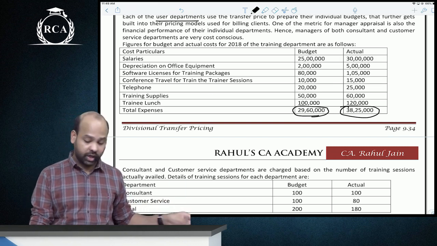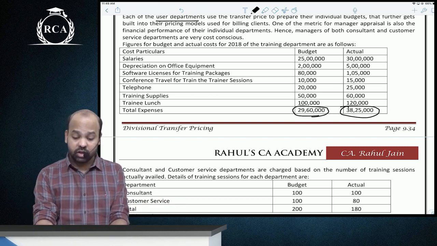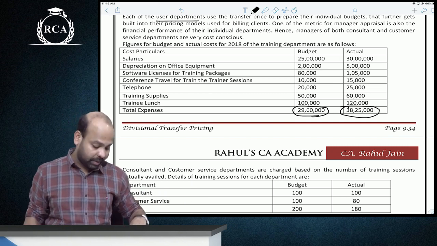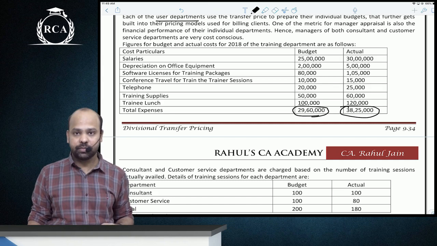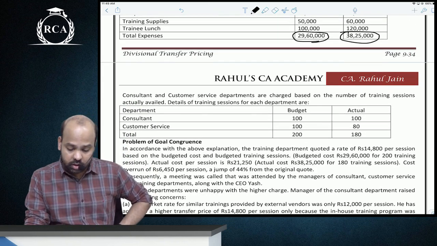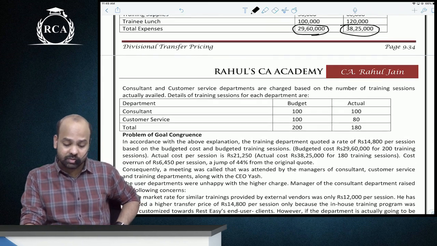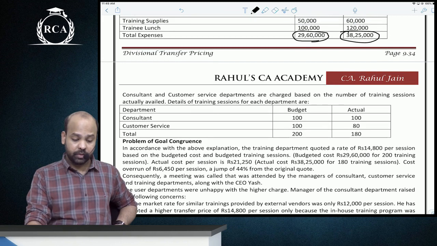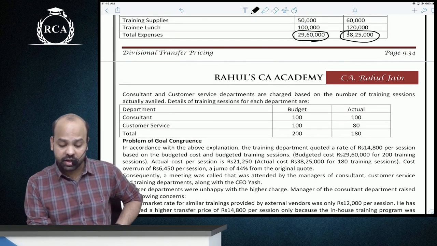If the cost allocation is changing, again the budgets that these two departments have prepared, guys, will undergo a change. There will be variation as such, guys, and they will not like that. Consultant and customer service departments are charged on the basis of the number of training sessions availed. Details of training sessions for each department are as follows.